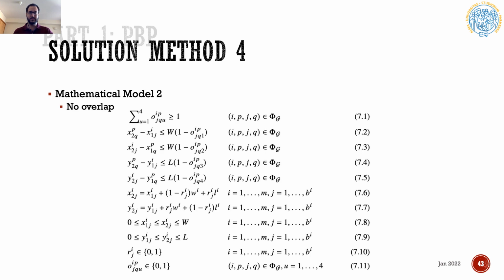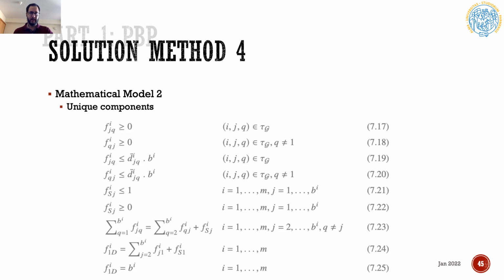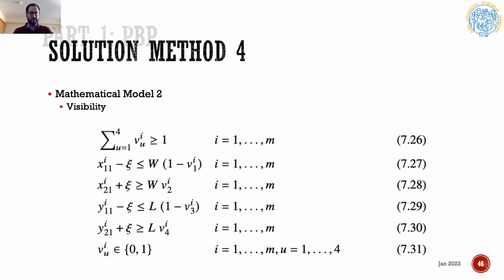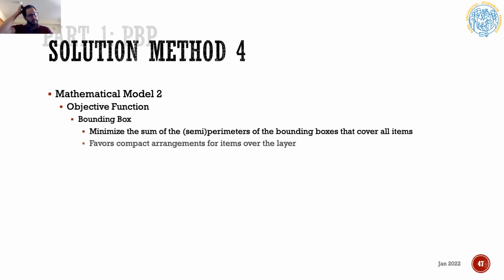First, these constraints are applied for verifying overlap among items. Next, the contiguity is met through these constraints. Additionally, we must ensure that items of the same types are connected, otherwise multiple contiguous groups could be created. Next, the visibility is also met. And finally, its objective function considers the bounding box of the items packed because it favors compact arrangement of items.